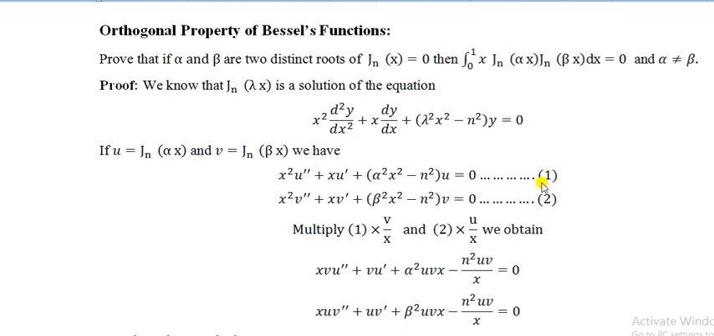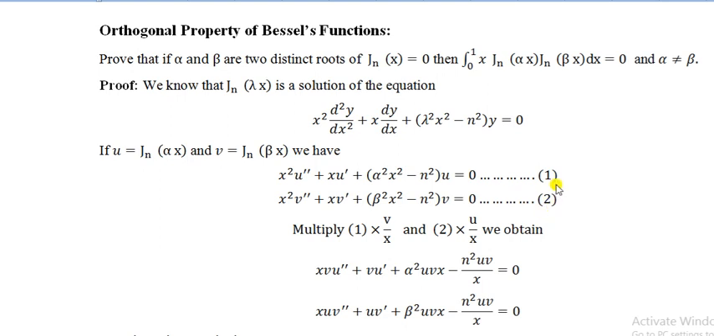Say equation number 1. Similarly, when v is equal to Jn(beta x), we rewrite equation 1 in this form, replacing u by v and alpha by beta. So we get the second equation: x squared v'' plus x v' plus (beta squared x squared minus n squared) v is equal to 0. That is equation number 2.